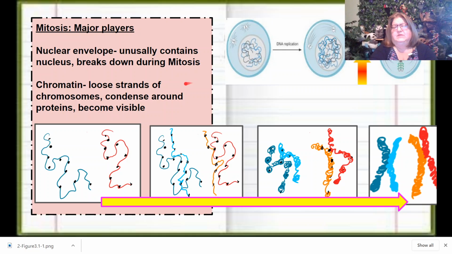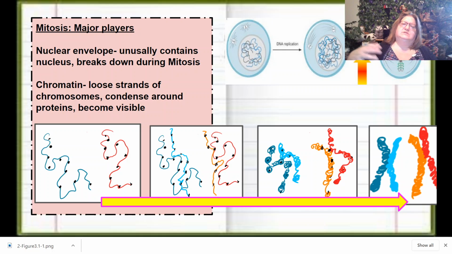Now, the other major player that we want to look at would be what we used to call chromatin. Chromatin, as we understood it, was simply loose strands of DNA. They are actually the chromosomes that are just nice and loose and unfurled. The cell has access to them. That's kind of an interesting question to think about: why does the cell need access to DNA? We'll answer that in the next unit. But chromatin for now would be all of the strands of chromosomes nice and open.